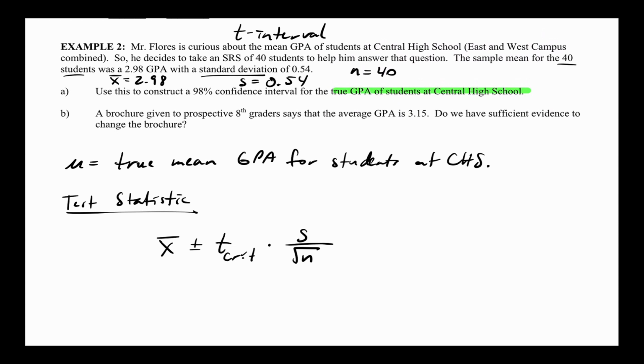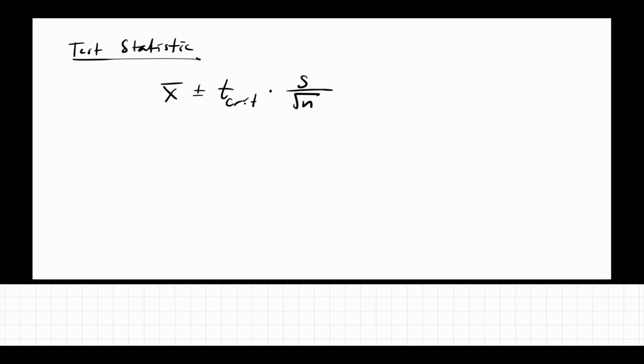So the true mean GPA for students at Central High School, that is the population parameter. Population parameter always starts true mean, true proportion, always starts that. And then the test statistic we're going to use is the t. Next thing we have to do is conditions and assumptions.